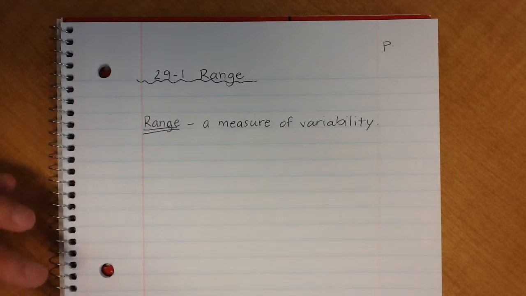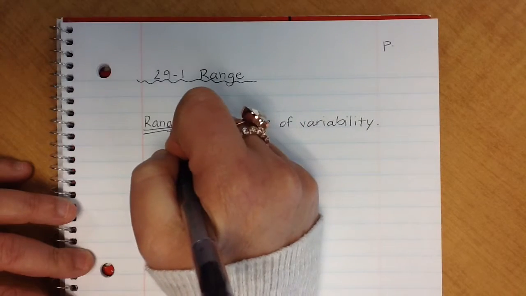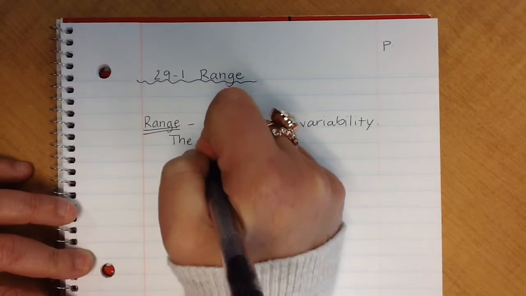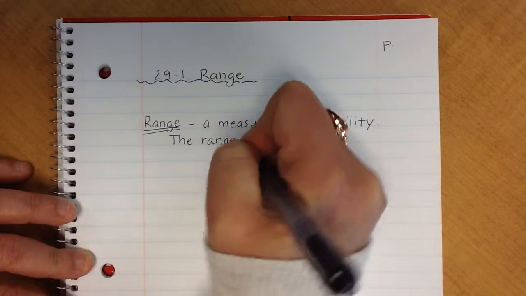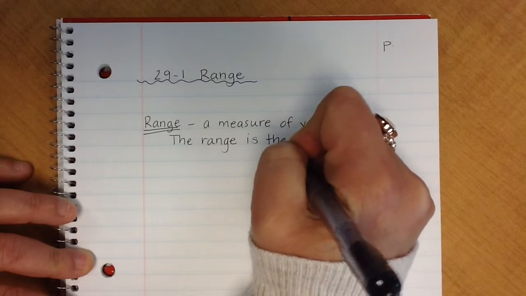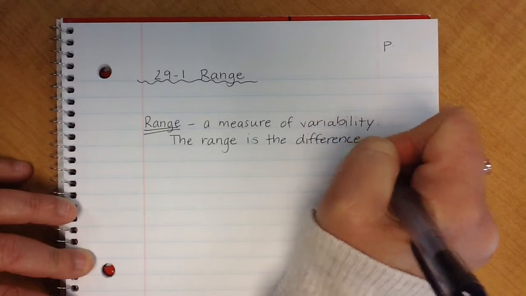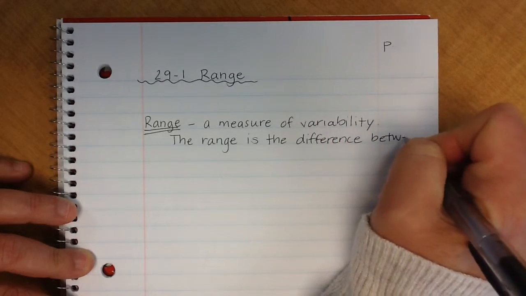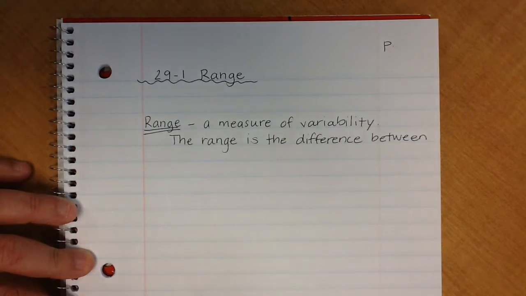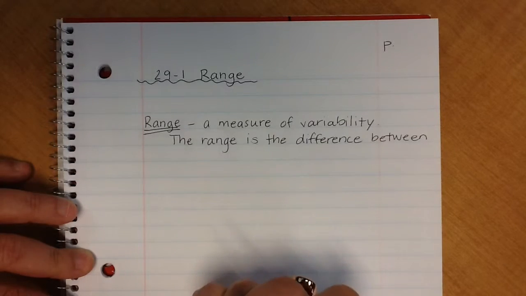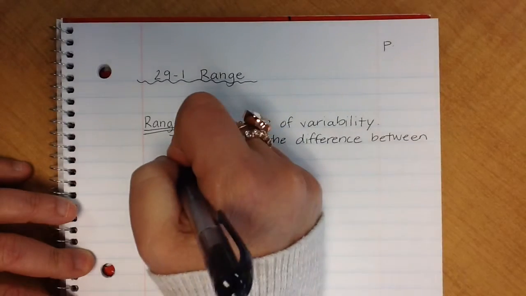And the range is the difference between the least and the greatest observation.